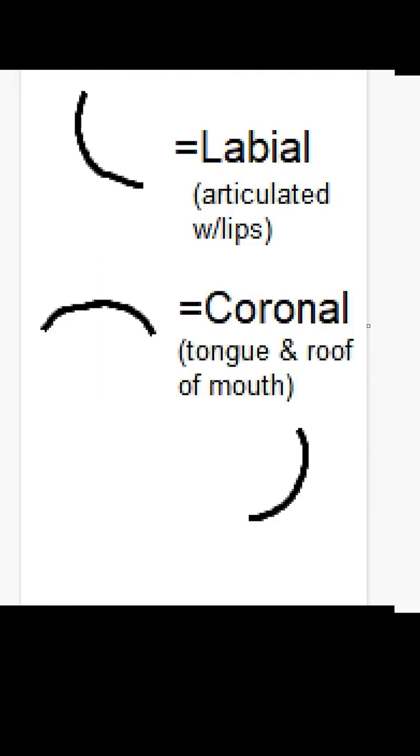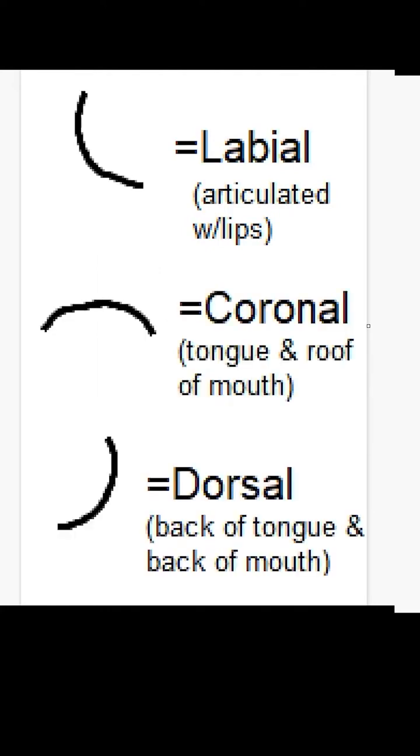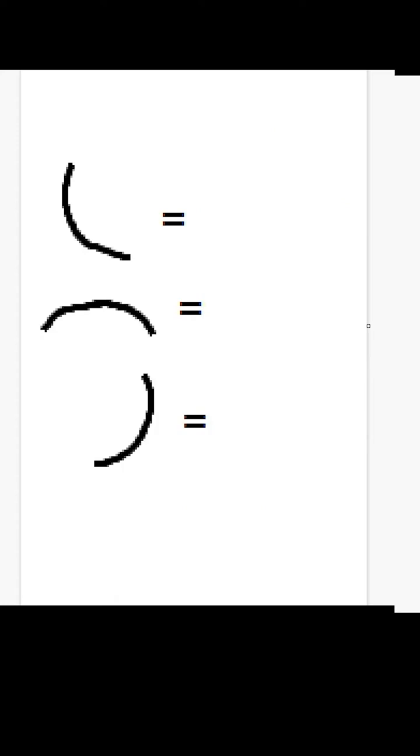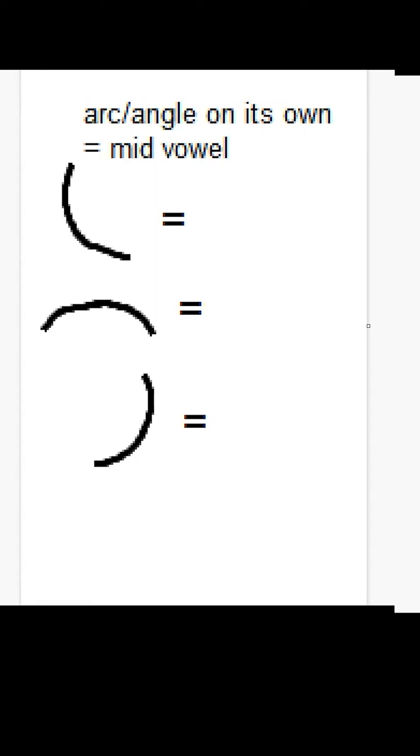If it's pointing up, that'll be coronal. If it's pointing to the right, that'll be dorsal. So this kind of matches up with the cross-section of the mouth with the lips at the left. Furthermore, if we have just the arc or angle on its own, it's going to represent a mid-vowel, because that's the most common type of sound.